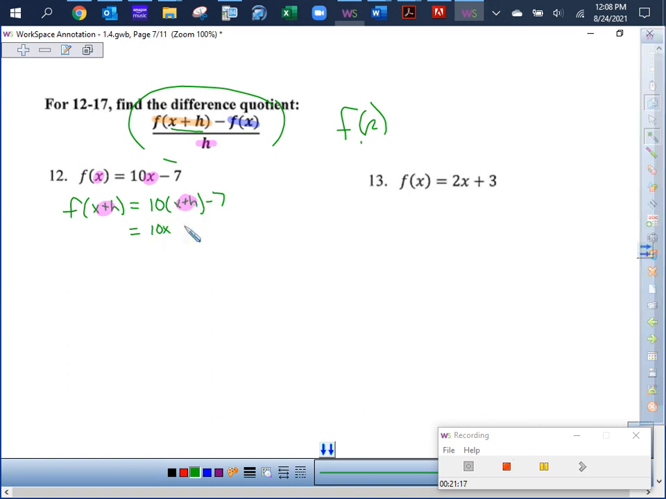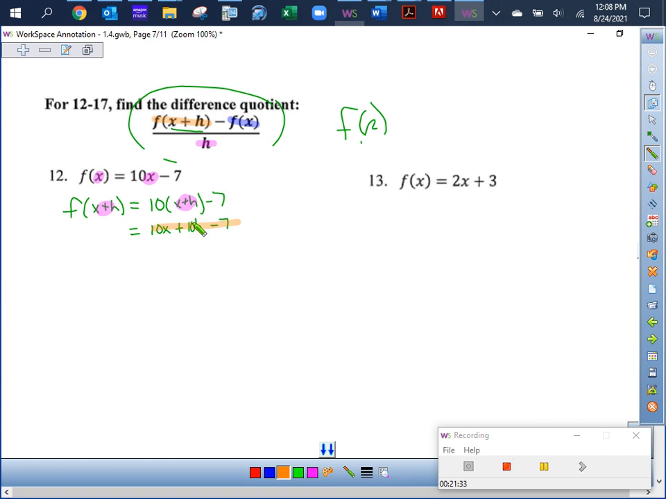And 10 times h is 10h. And this minus 7 is just still there, but it doesn't get the 10 distributed to it. You cool with that? There's this. I've got the orange thing. Boom! This and this are the same thing. Right? I have found the orange thing.